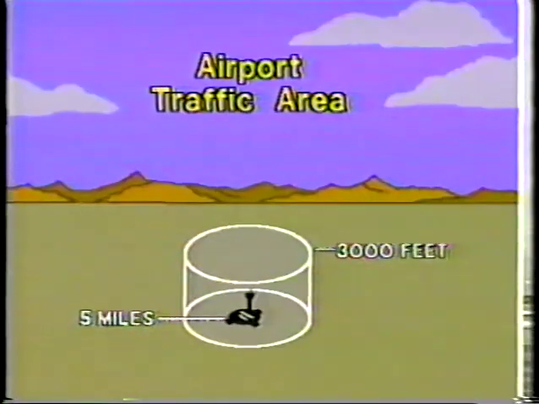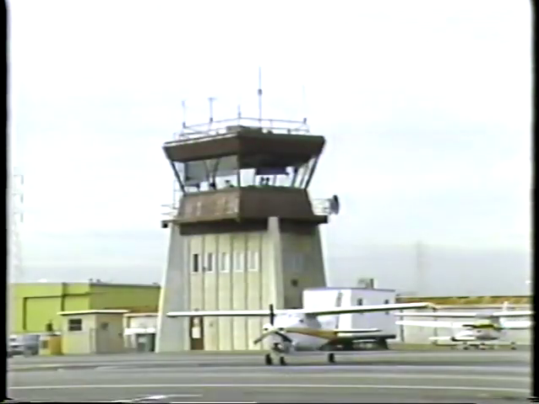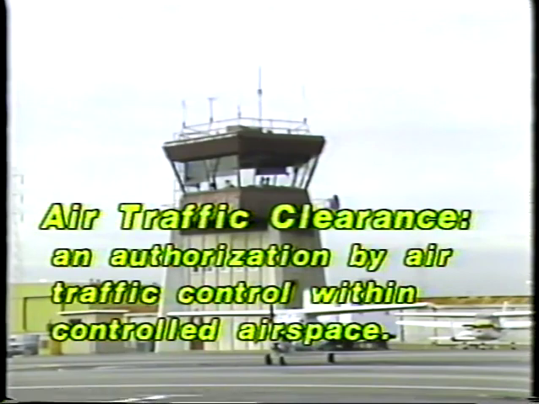Airport traffic area is covered in the airports, airspace, and local flying segments, and is that airspace within a horizontal radius of 5 statute miles from the geographic center of any airport at which a control tower is operating, extending from the surface up to, but not including, an altitude of 3,000 feet above the elevation of the airport. Air traffic clearance means an authorization by air traffic control for the purpose of preventing collision between known aircraft, or for an aircraft to proceed under specified traffic conditions within controlled airspace.